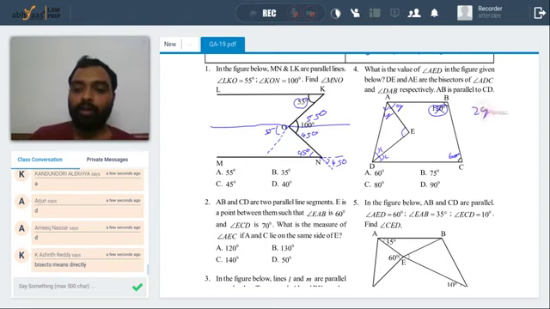That means 2y plus 2x. Understand, this complete angle is 2y. This complete angle is 2x. Should be 180 degrees. I'm not able to write here. I'm writing it here. 180 degrees.